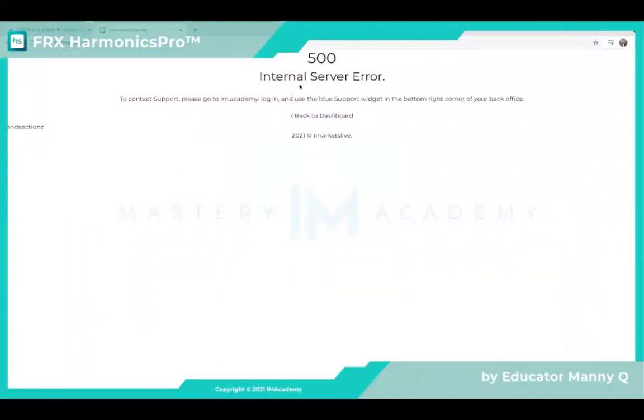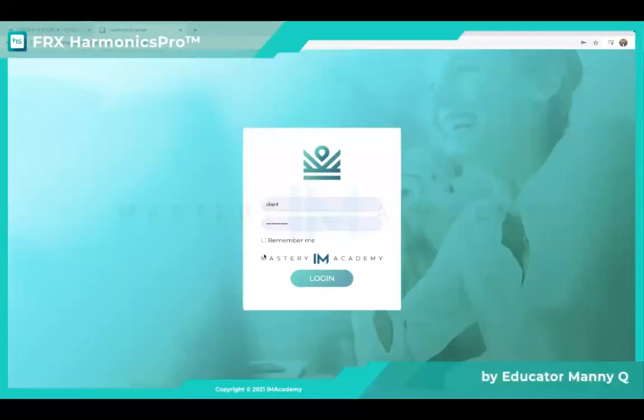Okay, so there definitely was an issue with the actual harmonic scanner, not with the lag. So let me try to go up. Let's try to pull up the testing server. I do have a testing server.